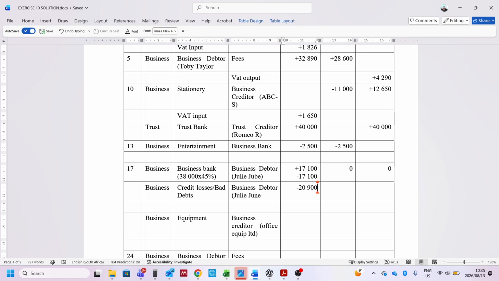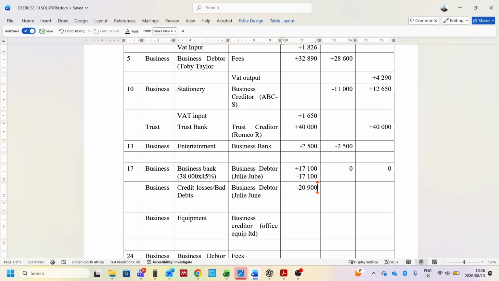So the accounts affected, I'm going to start there, though I already recorded them. Credit losses, business debtor, and then VAT output. Sorry, VAT input, not output. So when we charge this customer earlier on, we charge this customer VAT what? Output. So the customer did only manage to pay us 17,100. Then 20,900 is no longer receivable. But on that 20,900 that is no longer receivable, it is also including what? VAT, which the VAT is VAT what? Output, that we still have to pay it over to SARS.